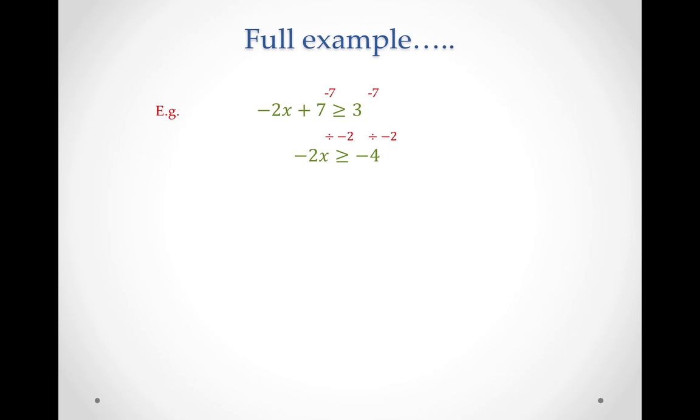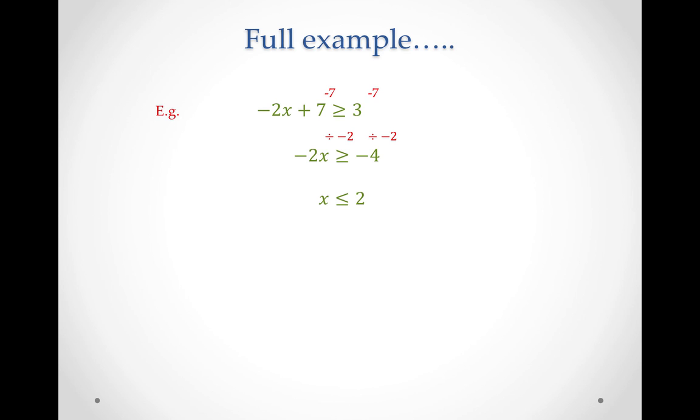Now, we want to get rid of the minus 2, so divide both sides by minus 2, and note once again that if we divide or times any of the sides by a negative number, the symbol's going to change direction. On the left hand side we're left with x, on the right hand side we're left with 2, but the inequality symbol has changed direction. And our final algebraic solution would be x is less than or equal to 2.